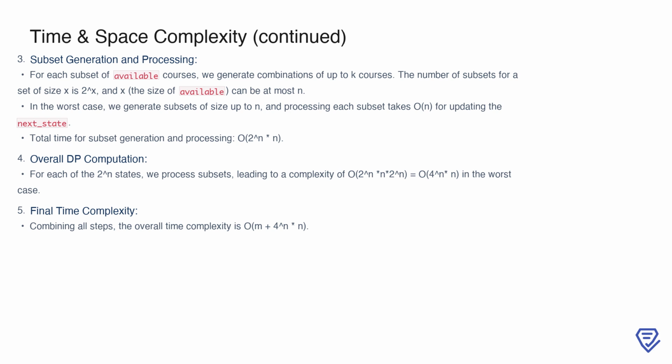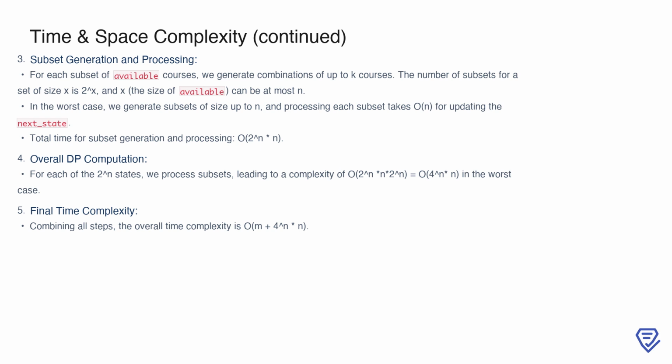Now, let's consider how we handle the subsets of available courses. For each state, we generate all possible subsets of the available courses, allowing us to evaluate combinations of up to k courses that can be taken in a semester. If the size of the available courses is x, the number of subsets is 2^x, with x being at most n in the worst case. Generating and processing each subset involves updating the next_state, which takes n time.